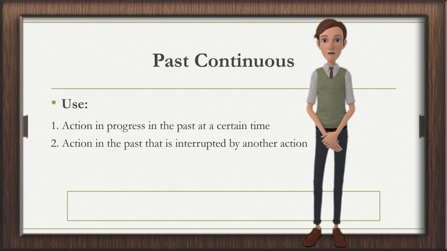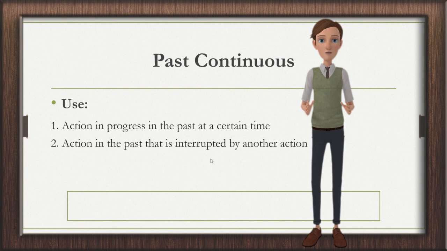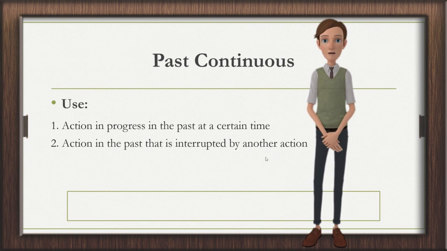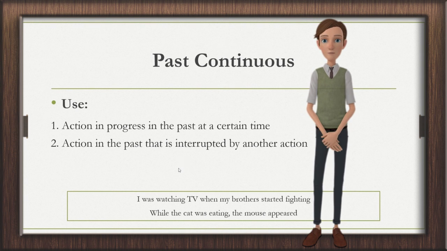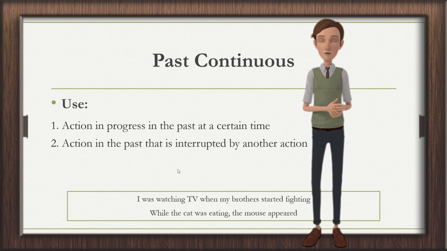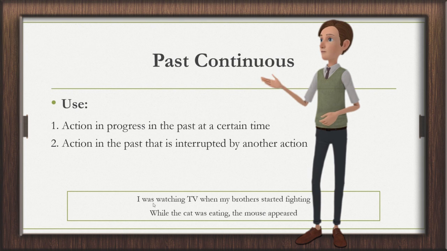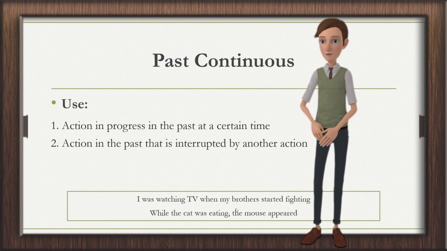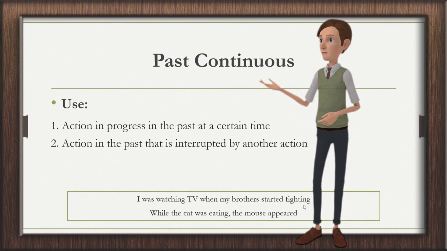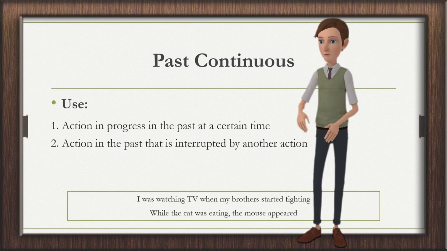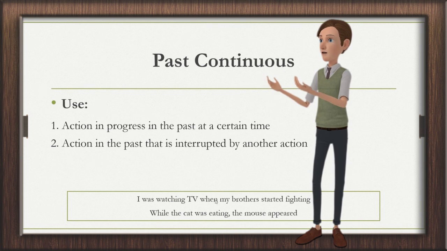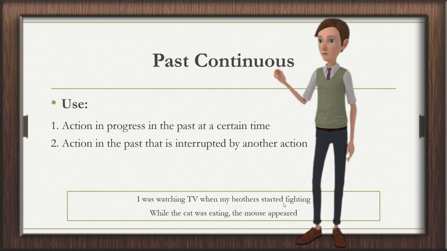We also use it to talk about an action in the past that is interrupted by another action. So two actions, one of them interrupted the other one. So you were in the middle of an action before another action interrupted it. Like, I was watching TV when my brothers started fighting. So I was in the middle of the action of watching TV before my brothers started fighting.